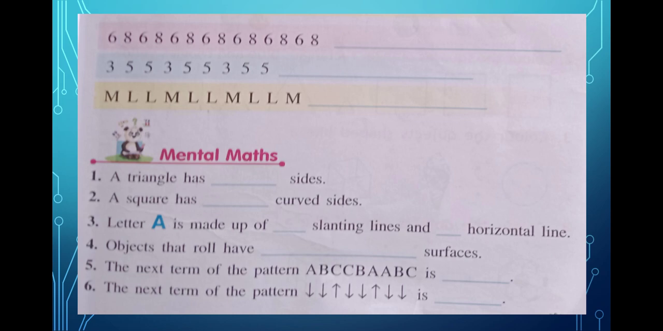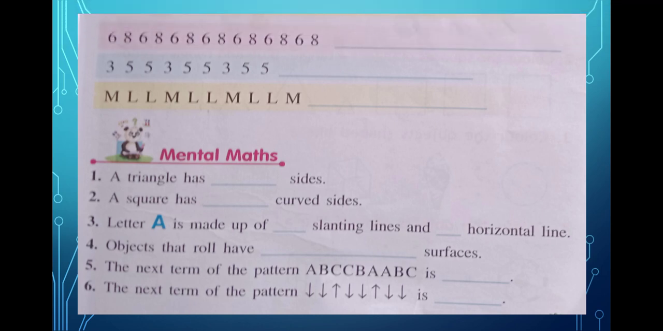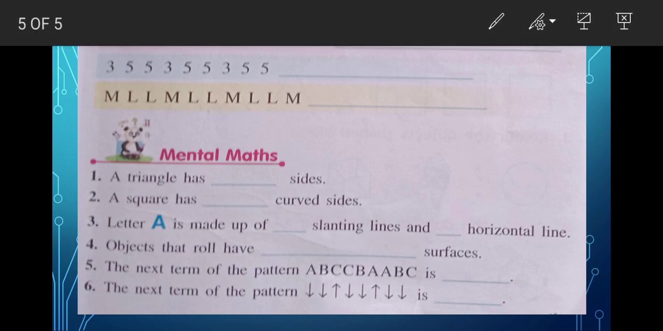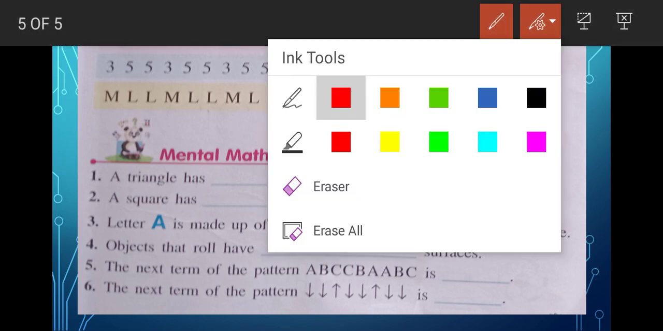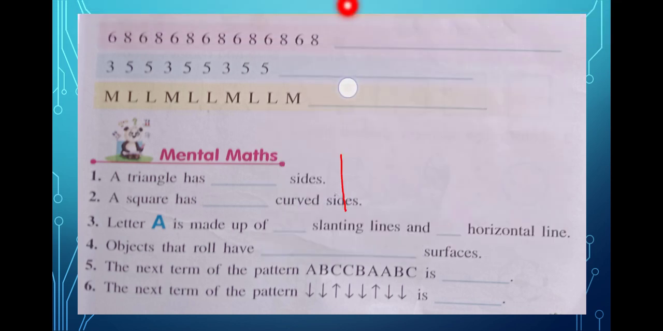Now let us do this one. This is by repeating the numbers 6, 8, 6, 8, 6, 8. So now again the next one will be 6, 8. Here you have to write down 6, 8. Children, you have to write it down: 6, 8, again 6, 8. Write two or three times, that will do.